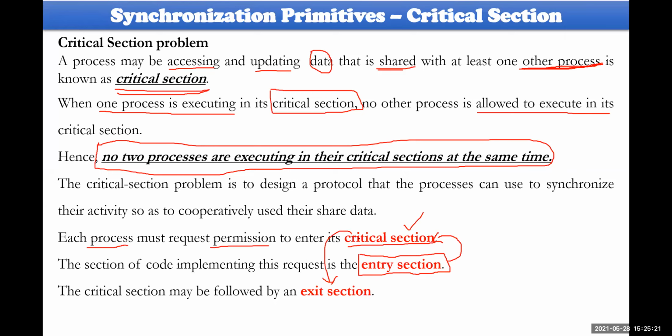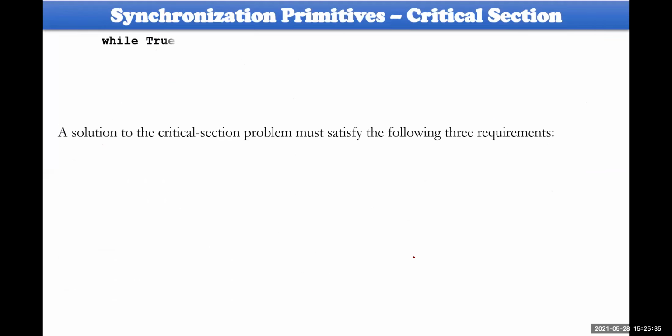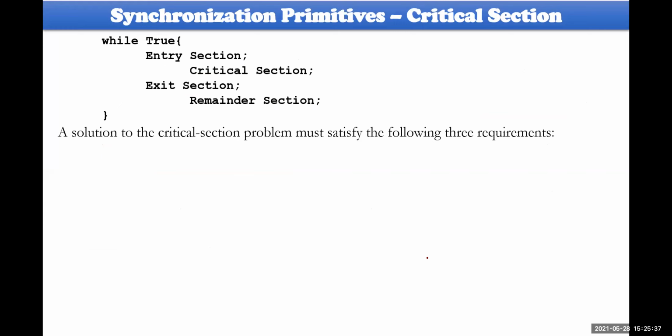When the critical section is over, some kind of modifications have to be done in the exit section, and then any other remainder section will be there. After the exit section, you have to go ahead with the remainder section. So let me show you the program, an operating system program only. You can see this one.